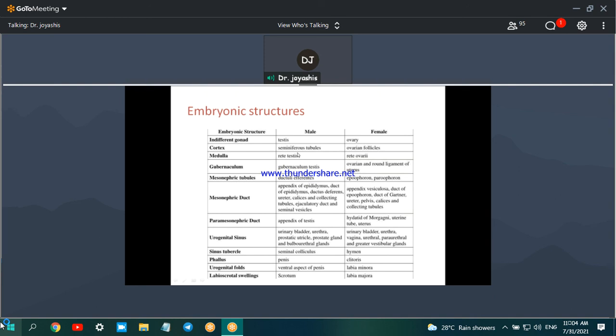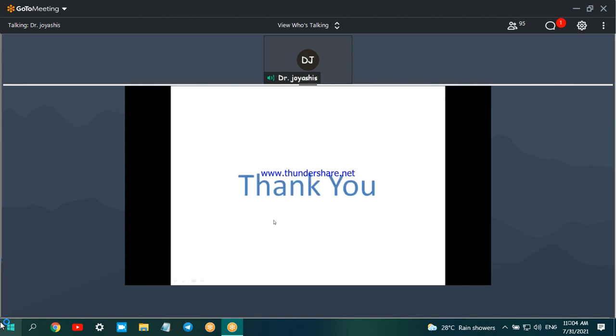Sinus tubercle gives rise to the seminal colliculus in the male and hymen in the female. Phallus develops into the penis in the male and into the clitoris in the female. Urogenital folds give rise to the ventral aspect of the penis in the male and labia minora in the female. And labioscrotal swellings give rise to the scrotum in the male and labia majora in the female. You just memorize these tables.